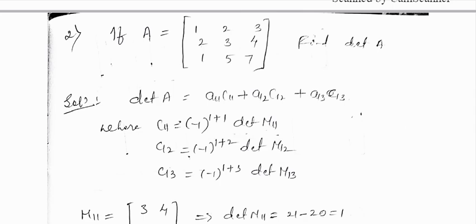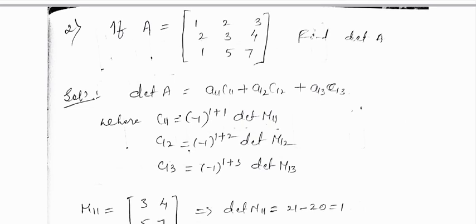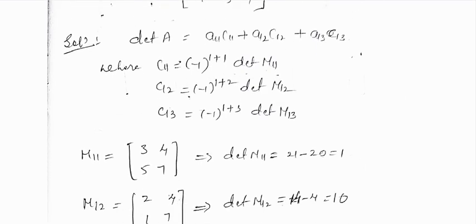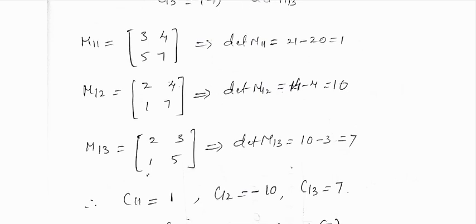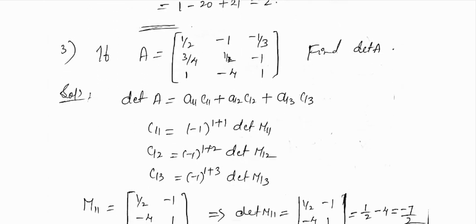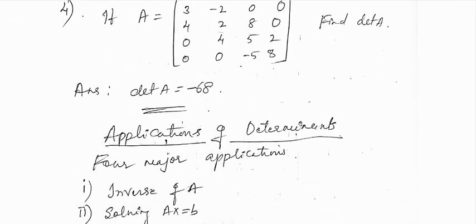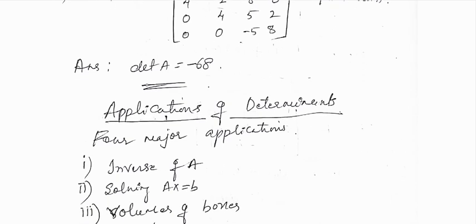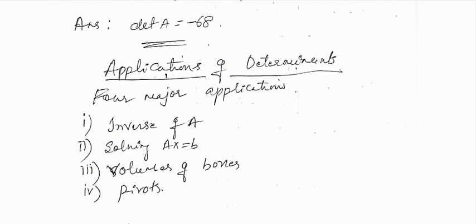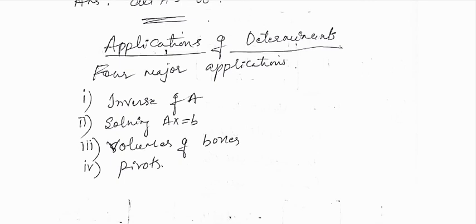In the next example, here I have a 3 cross 3 matrix. You follow the same cofactor formula and expand. I have taken one more example, some 3 examples in total. So this is about permutations and cofactors and a few important formulae.